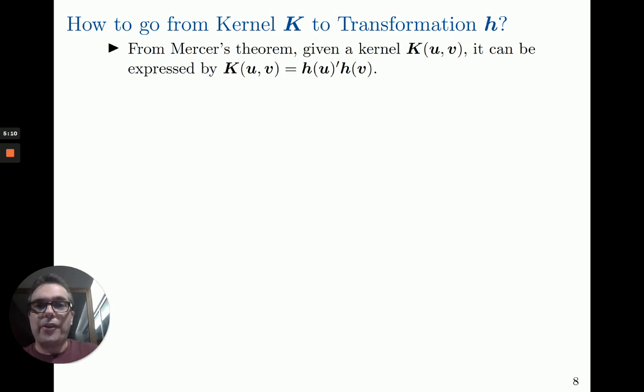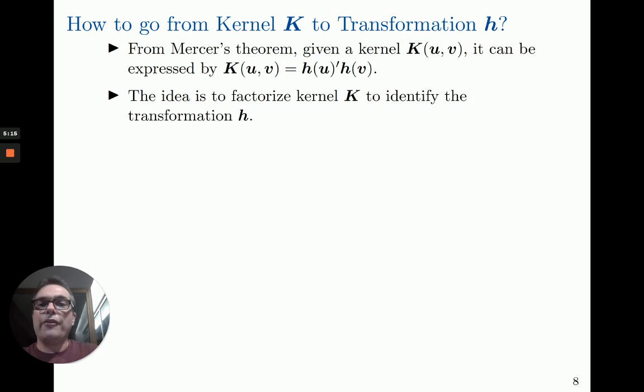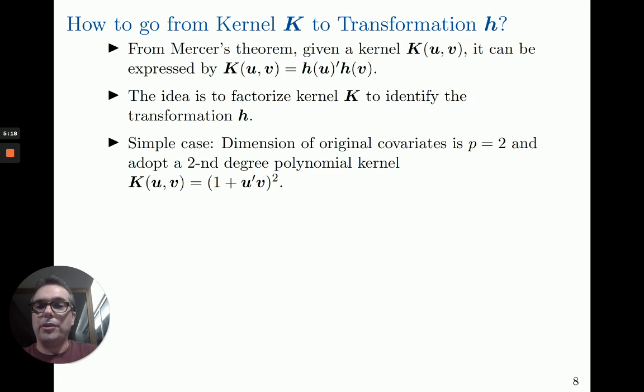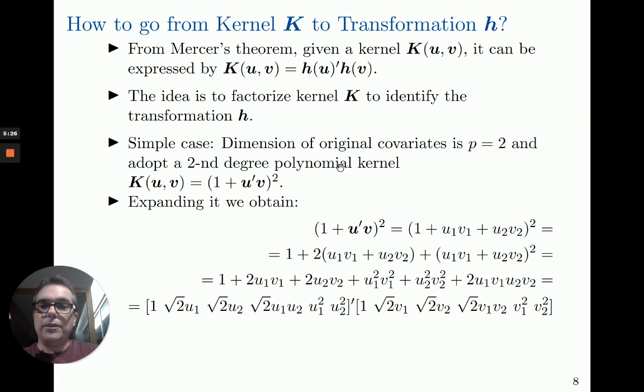From Mercer's theorem, given a kernel that can be expressed as an inner product, we can factorize k to identify the transformation. So for instance, if we have a squared kernel like this, for p equal to 2, this means that when we expand this for two vectors u and v, the transformation that we're implying is 1, square root of 2 u1, square root of 2 u2, square root of 2 u1 times u2, u1 squared, u2 squared.